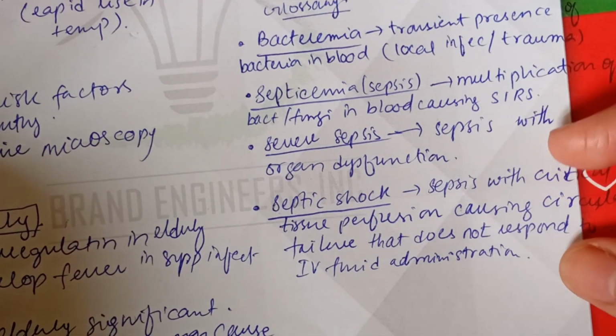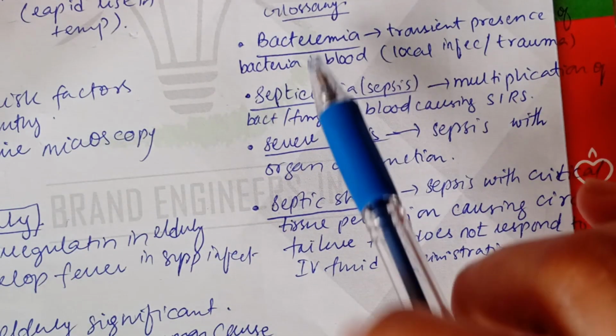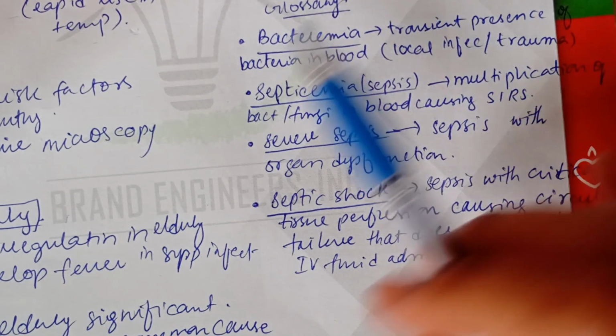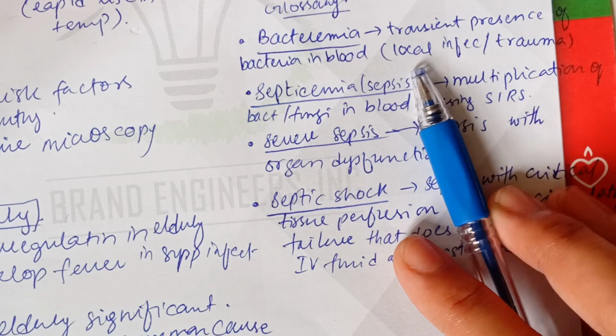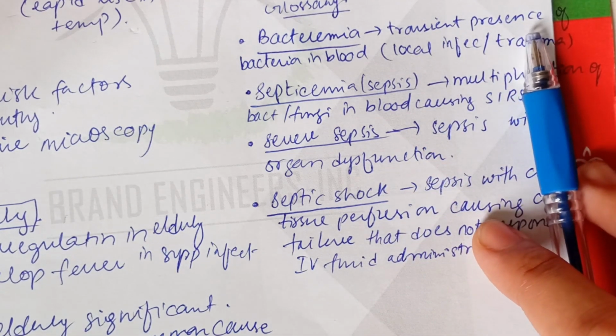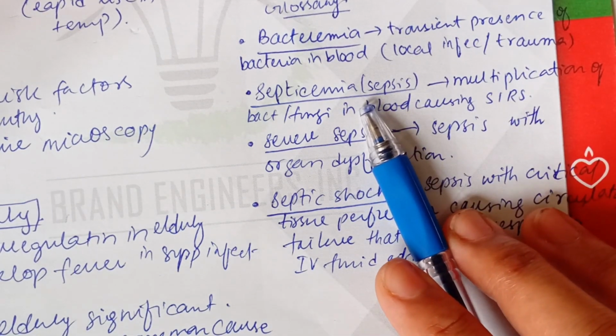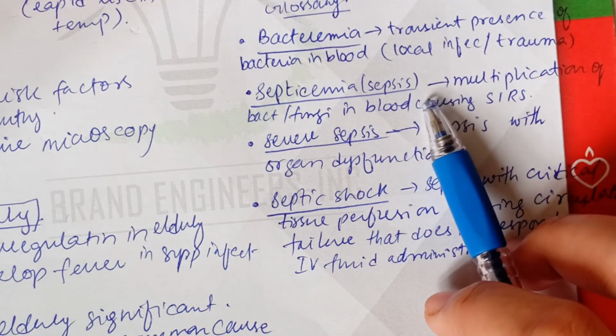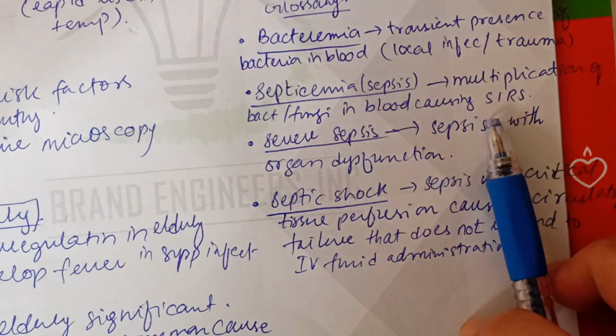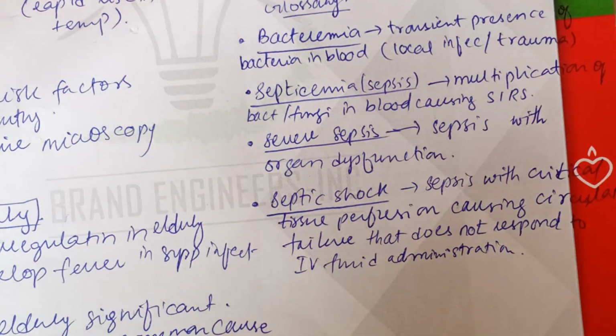Some glossary terms, like bacteremia. What is bacteremia? Bacteremia is the transient presence of bacteria in the blood, seen in local infection and trauma. What is septicemia? Septicemia or sepsis is the multiplication of bacteria and fungi in blood which cause SIRS, systemic inflammatory response syndrome.